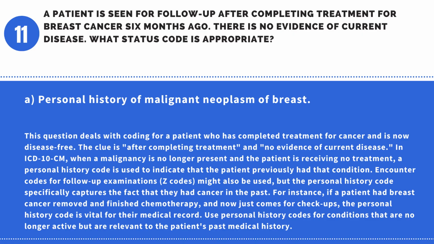Encounter codes for follow-up examinations, Z codes, might also be used, but the personal history code specifically captures the fact that they had cancer in the past. For instance, if a patient had breast cancer removed and finished chemotherapy, and now just comes for checkups, the personal history code is vital for their medical record. Use personal history codes for conditions that are no longer active but are relevant to the patient's past medical history.